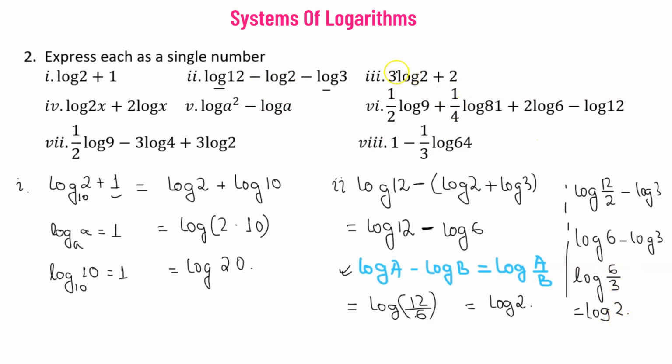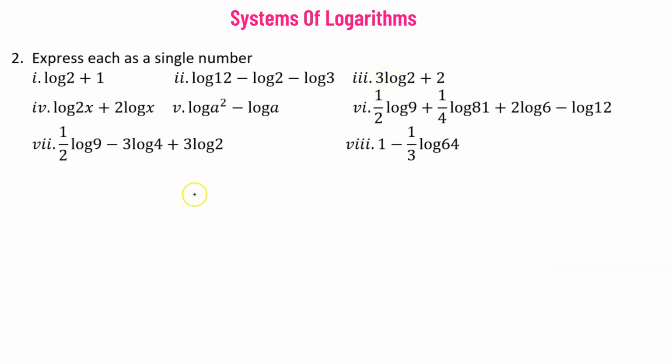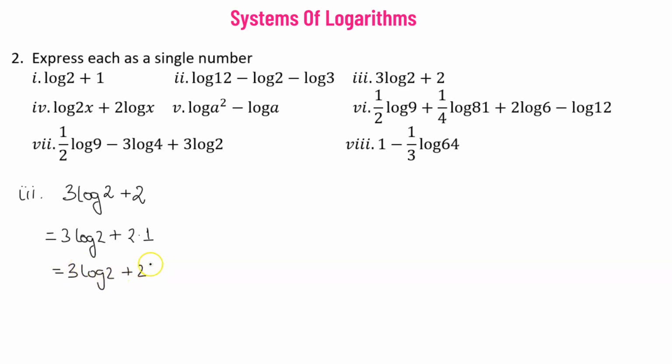Now let's go to the third problem. Problem number 3. So we have 3 times log of 2 plus 2. So we need to combine these two values. So let's begin. Here we can rewrite this as 3 times log of 2 plus 2 times 1. We'll use the property that log of 10 is always equal to 1. So instead of 1, we are using log of 10, which means the same thing.